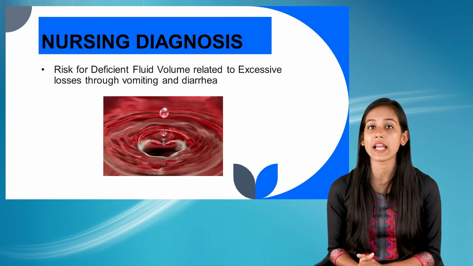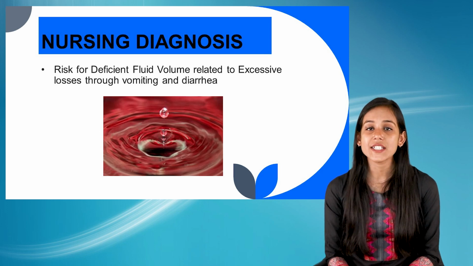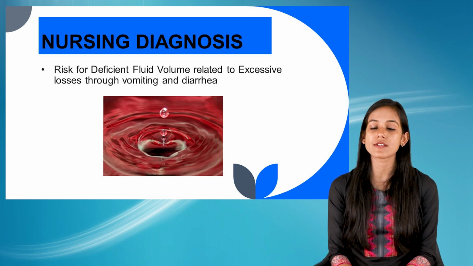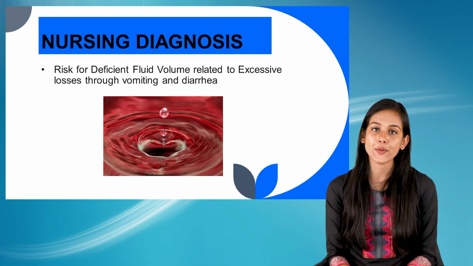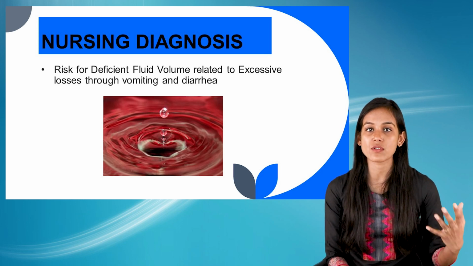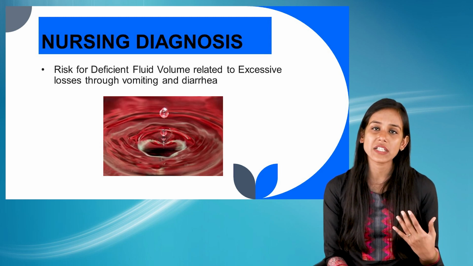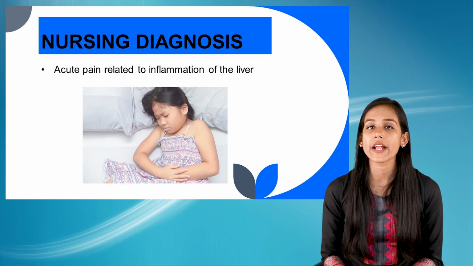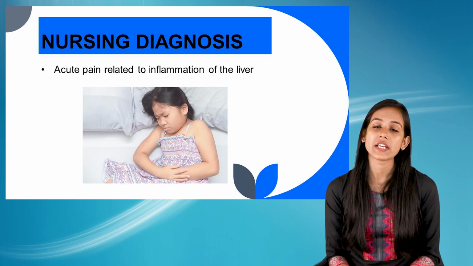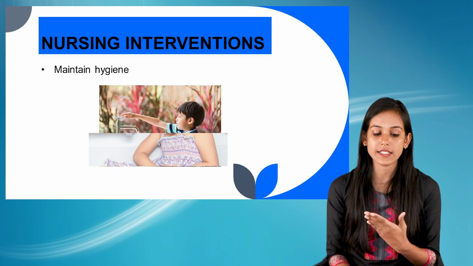Next, the child will have risk for deficient fluid volume, related to excessive losses through vomiting and diarrhea. We have learned in the signs and symptoms that the child will also have nausea and vomiting, so these things would increase the risk for deficient fluid volume. Also, the child will have acute pain related to inflammation of the liver. So these are some of the nursing diagnoses.